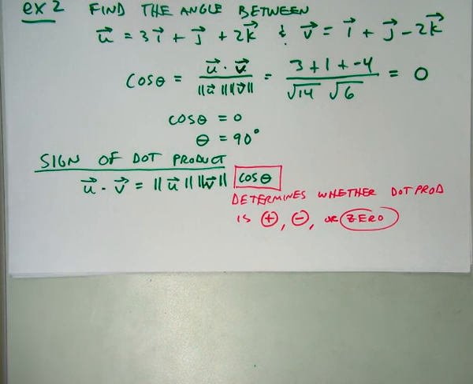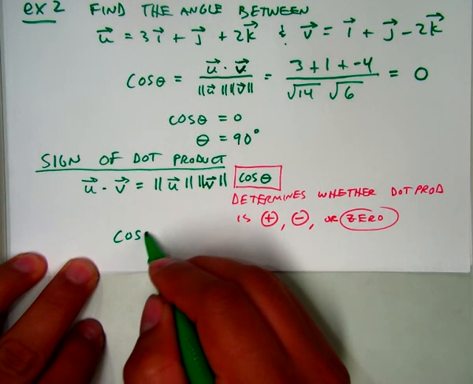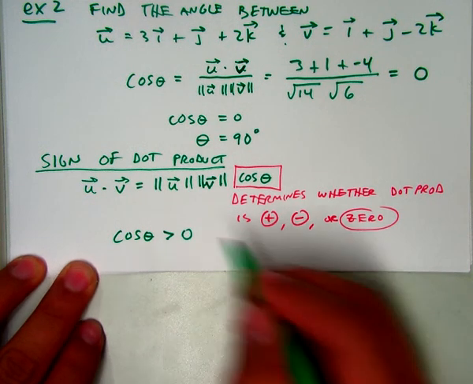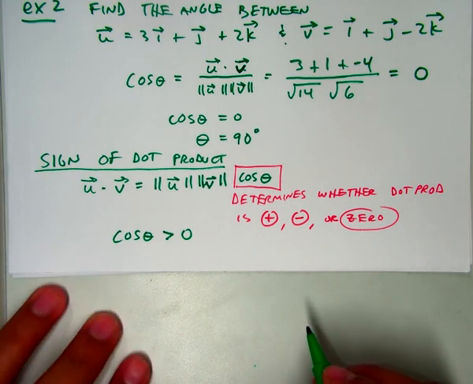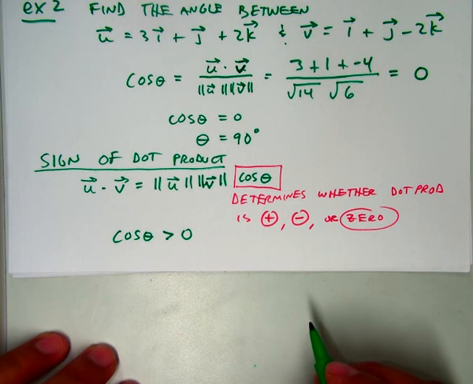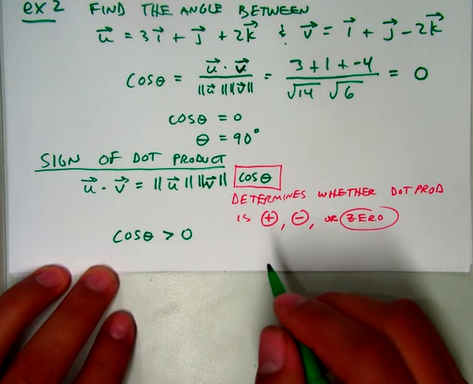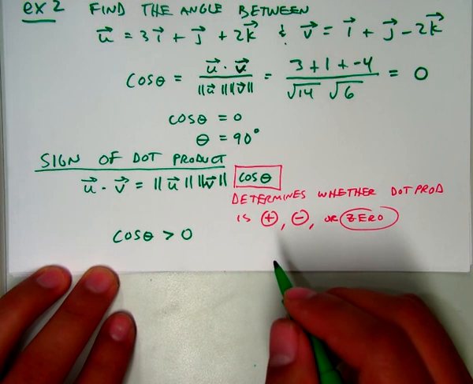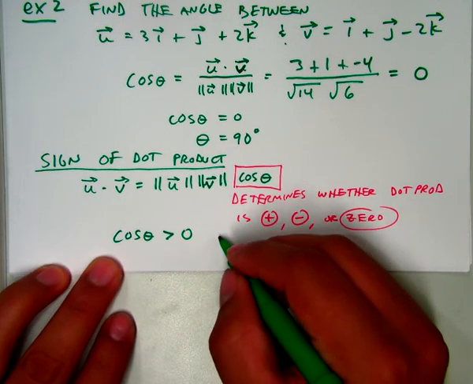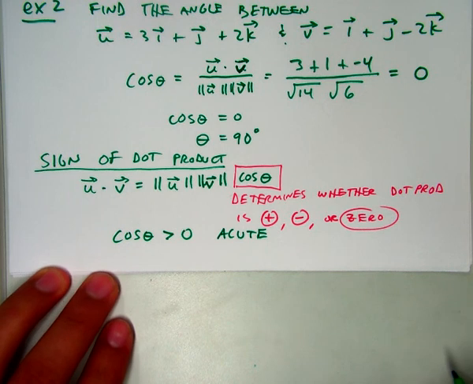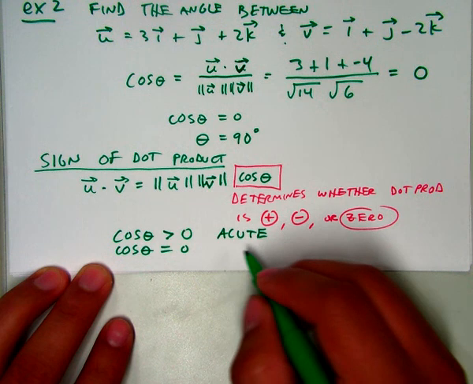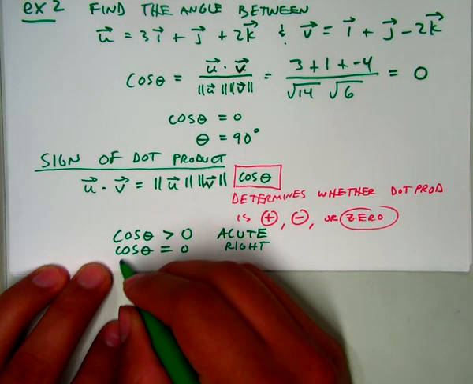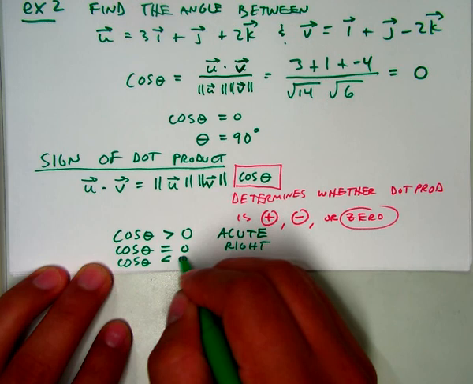Okay? So if the cosine of theta is greater than 0, what kind of angle do we have between the two vectors? Cosine's positive, so that's quadrant 1, right? 0 to 90, so what kind of angles are those? Acutes. We did this one already. If the cosine of theta is equal to 0, that's a right angle. And if the cosine of theta is less than 0, that's an obtuse angle.